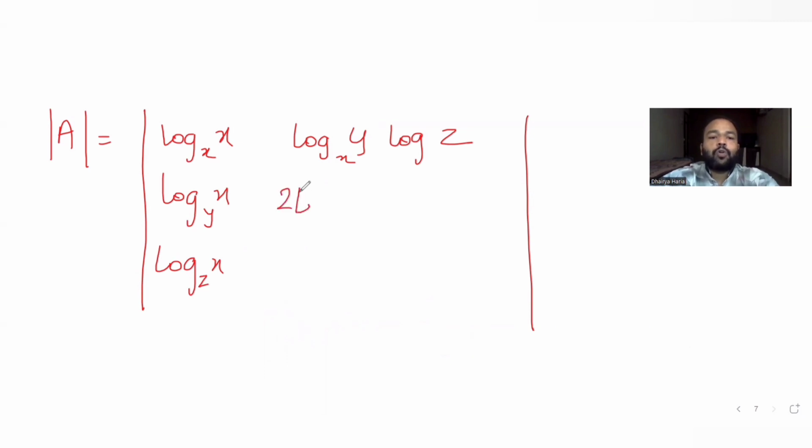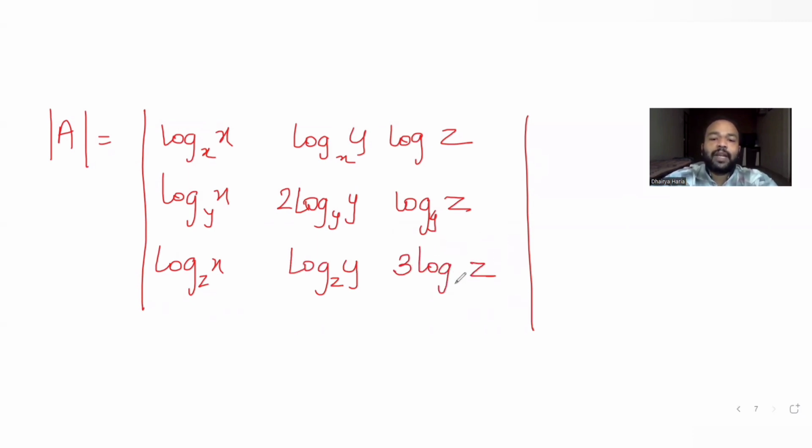Here I had 2, and since every entry in the second row has the same base y, I'm writing that as log y to the base y, and this was log z. And here I have log y to the base z. Here it was 3, nothing was there means 1. So again I can write that in terms of base z as log z to the base z. Now once you apply the change of base, you can write log x to the base x as log x upon log x, log y upon log x, and log z upon log x.